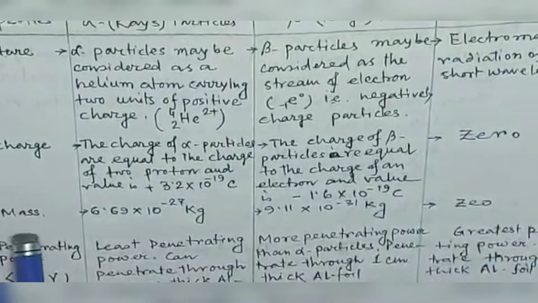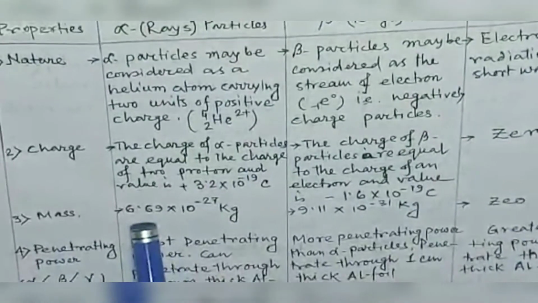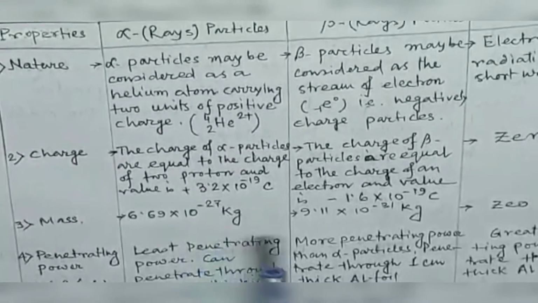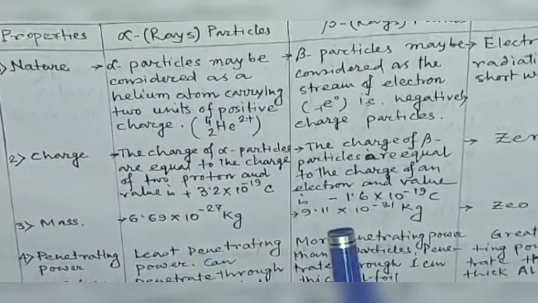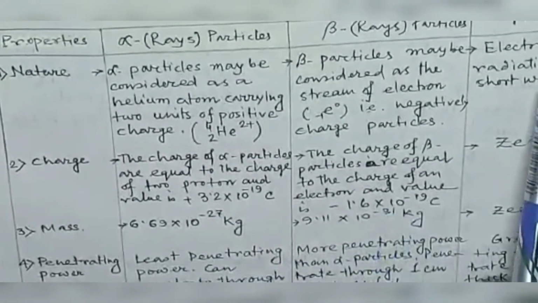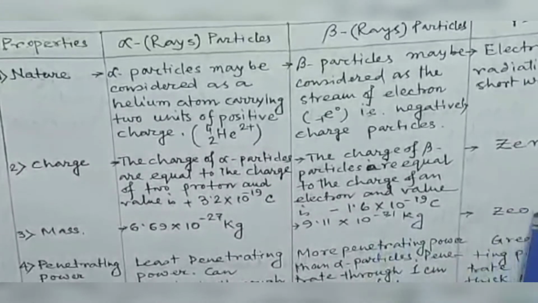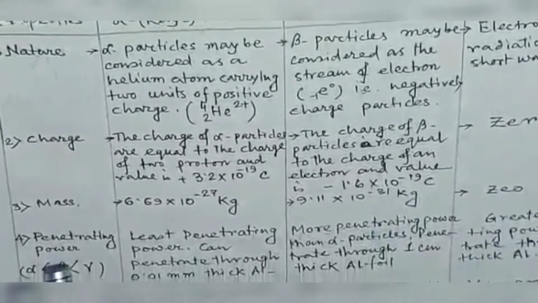Now mass. The mass of alpha particle is 6.69 into 10 to the power minus 27 kg. The mass of beta particle is 9.11 into 10 to the power minus 31 kg. And because it is electromagnetic radiation, gamma rays have no mass, so the mass is 0. Now we discuss the penetrating power.